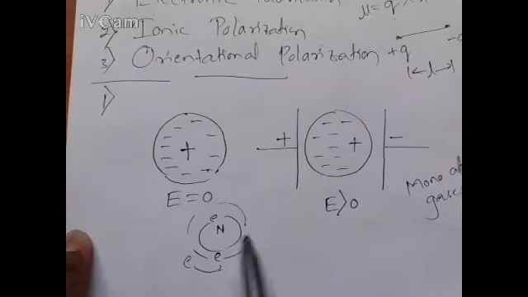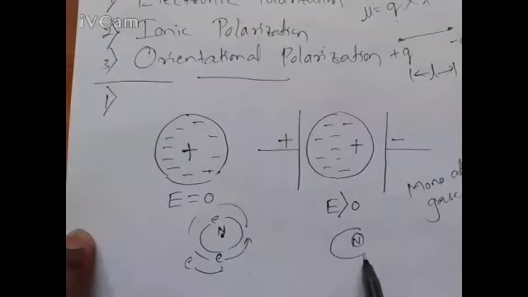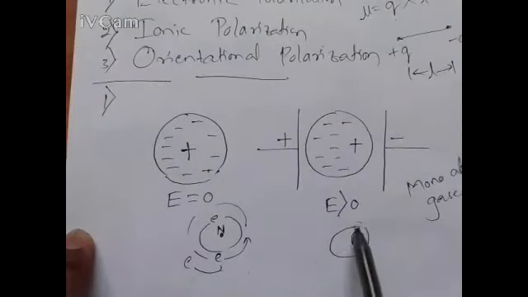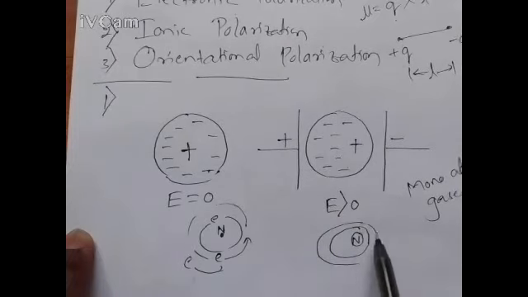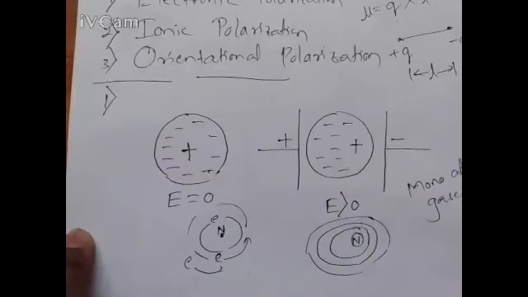The nucleus is at the center, and electrons are revolving around it. As soon as I apply the field, the electrons shift slightly like this. They are still revolving, but they shift slightly. So this is the meaning of the diagram, but only when the field is applied.